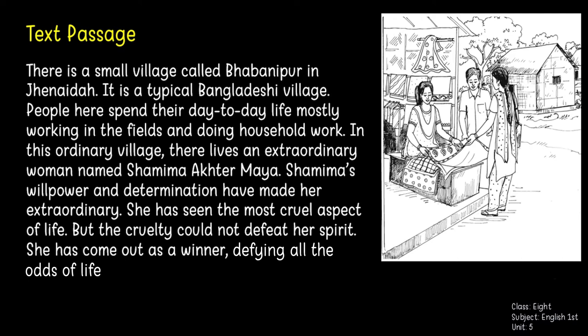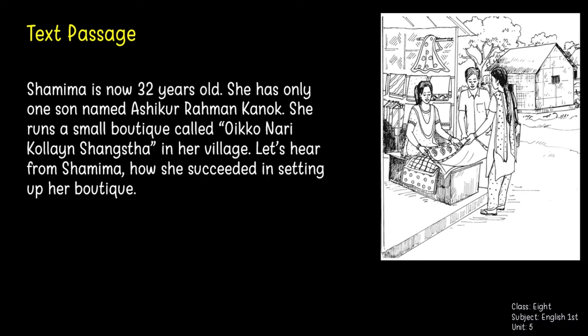There is a small village called Bhavanipur in Jhenaidah. It is a typical Bangladeshi village. People here spend their day-to-day life mostly working in the fields and doing household work. In this ordinary village, there lives an extraordinary woman named Shamima Akhtar Maya. Shamima's willpower and determination have made her extraordinary. She has seen the most cruel aspect of life, but the cruelty could not defeat her spirit. She has come out as a winner, defying all the odds of life. Shamima is now 32 years old. She has only one son named Ashikur Rahman Konuk. She runs a small boutique called Oikyo Nari Kollan Shangstha in a village. Let's hear from Shamima how she succeeded in setting up her boutique.